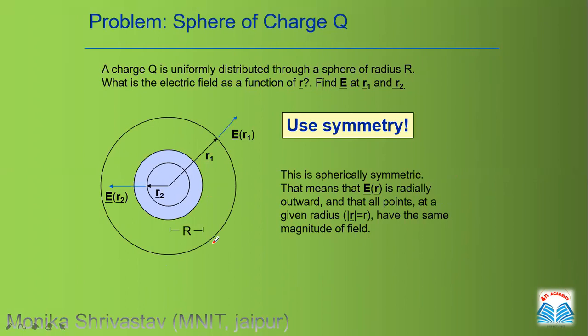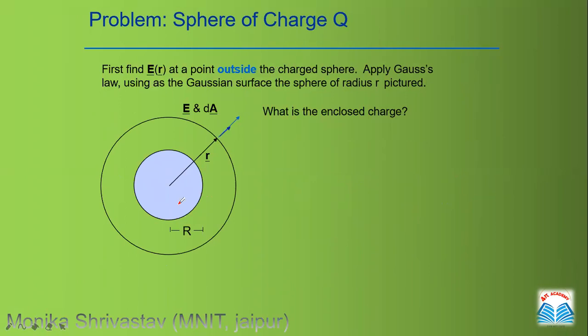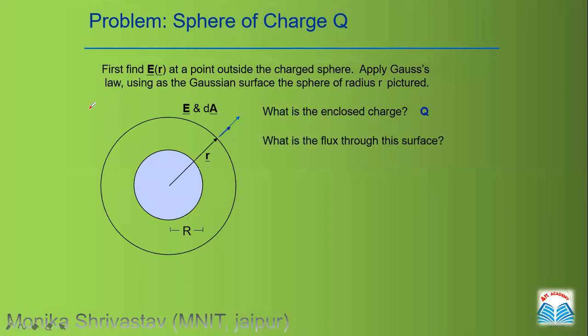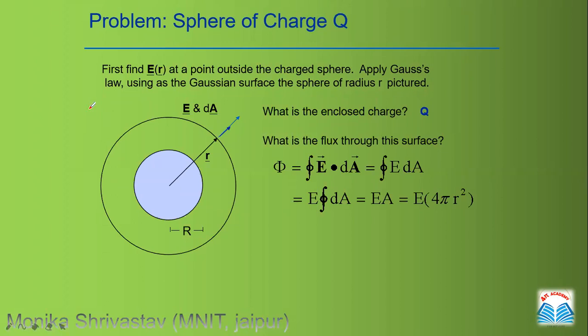For a sphere, you know that we can form spherical symmetry. So for this point, we will form a sphere, which is spherical symmetry. For this point R2, we will again form a symmetry, and now we can solve. For this bigger sphere, what is the enclosed charge? Obviously Q. What is the flux through the surface? Phi, which is E dot dA, which is E into A, which is E into 4 pi r square, because this sphere has the radius small r.